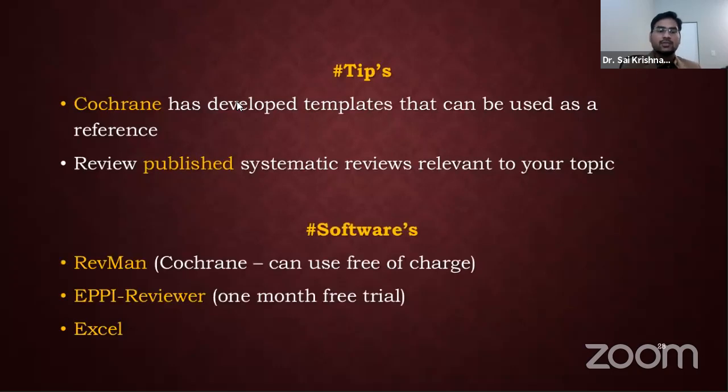And in particular to software, RevMan, which is also known as Review Manager, is developed by the Cochrane Collaboration. It's free to use if you are doing research related to academic or educational institutions. The other one would be EPPI-Reviewer. I don't think it's a free version, but RevMan would be free of charge. For EPPI-Reviewer you can get a 1 month free trial, and you can also use Excel spreadsheets to pull the data extraction, or to conduct a systematic review or meta-analysis.